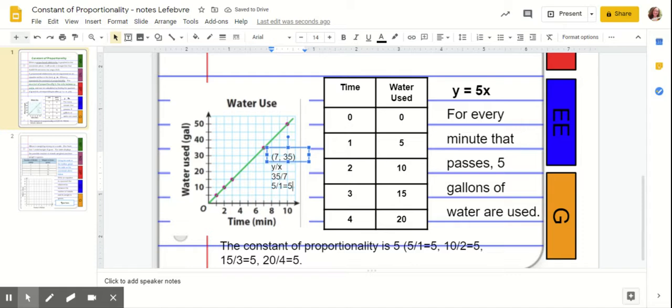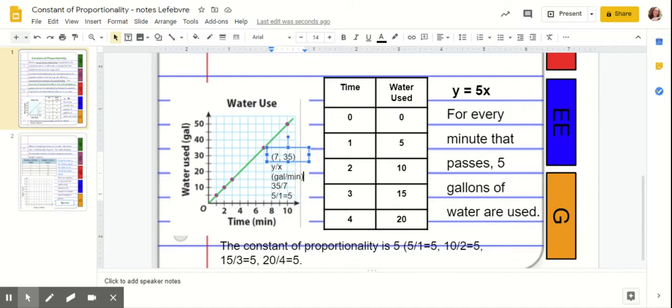Now what this means, if the x value is time and the y value is gallons of water, then what this tells me is I'm looking at gallons, because that's the y set of coordinates, per minute. So in this case, because the constant of proportionality is 5, I know that the water use is 5 gallons in 1 minute. That should look familiar to you because that's a unit rate. So another way to think of the constant of proportionality is that it's just the unit rate.